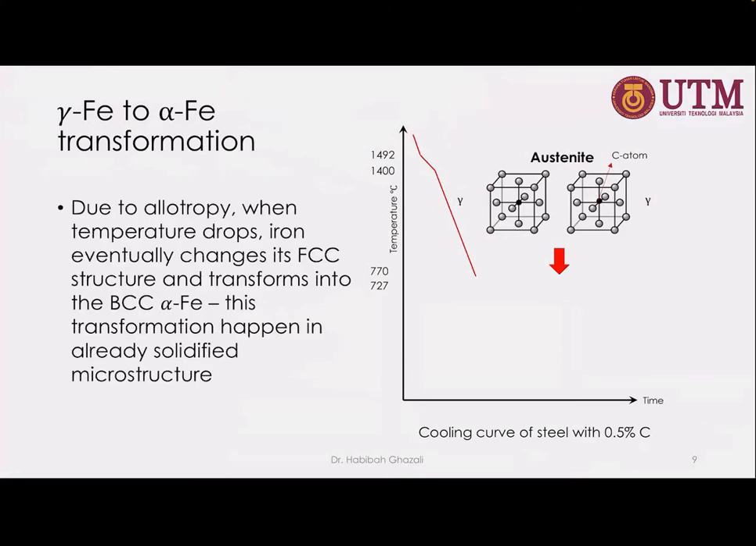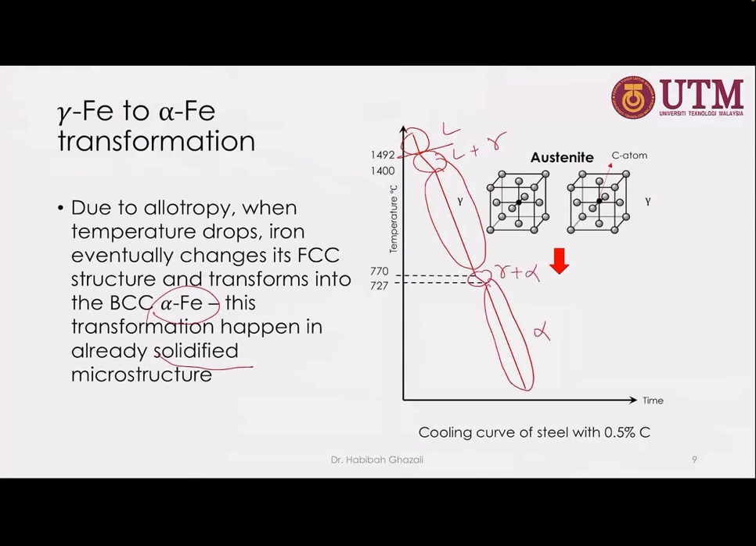Due to allotropy, when temperature drops, iron eventually changes its FCC structure and transforms into BCC, ferrite, alpha iron. This transformation happens in an already solidified microstructure, so it is a transformation in the solid condition. This one is liquid. This one is liquid plus gamma. This one is gamma. This one is gamma plus alpha. And at room temperature it is alpha.